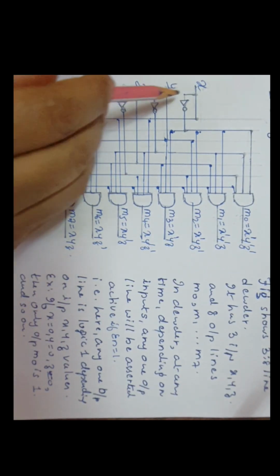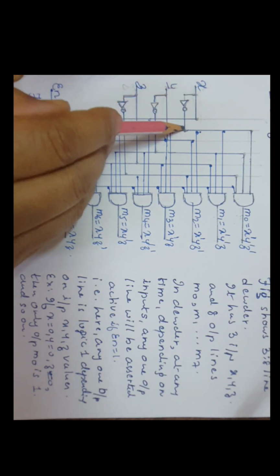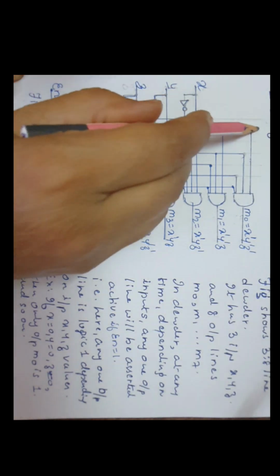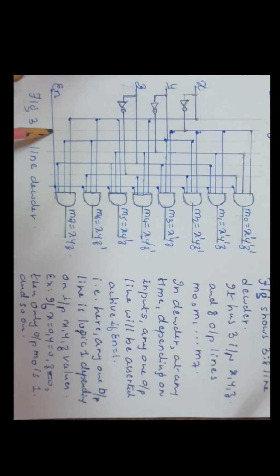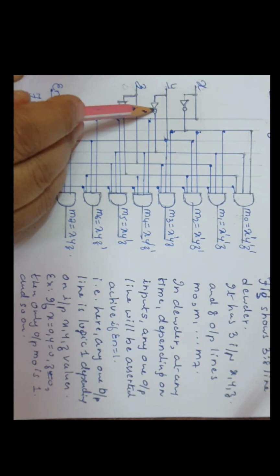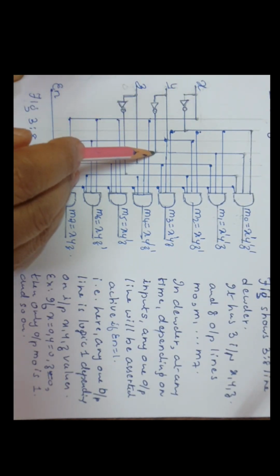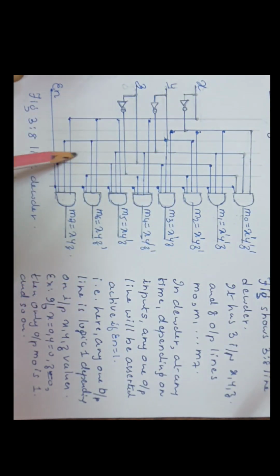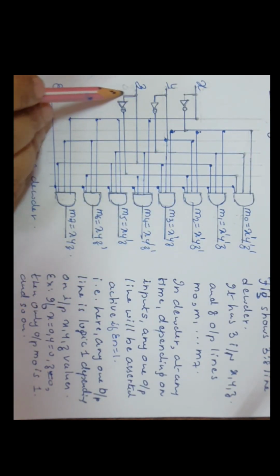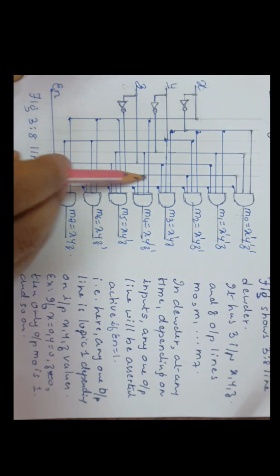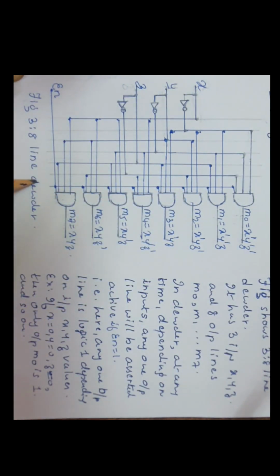Next, from X through a NOT gate, X dash will be coming. That second line is the X dash line. From Y through a NOT gate, Y dash is coming. This fourth line is the Y dash line. From Z through a NOT gate, Z dash is coming. The sixth line is the Z dash line.